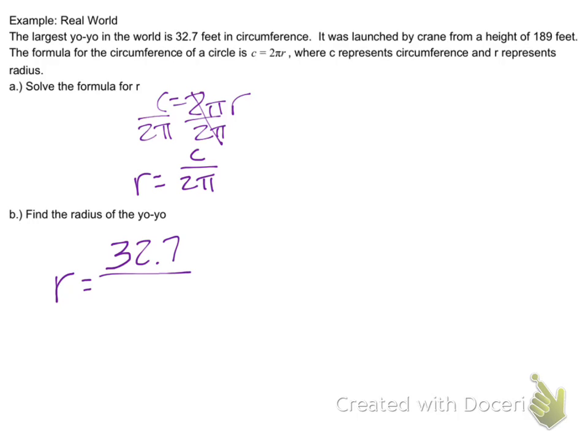32.7 divided by 2 pi. Take your calculator out. Give me 2 decimals on this thing, if it needs to be. What did we end up finding? What's the radius?